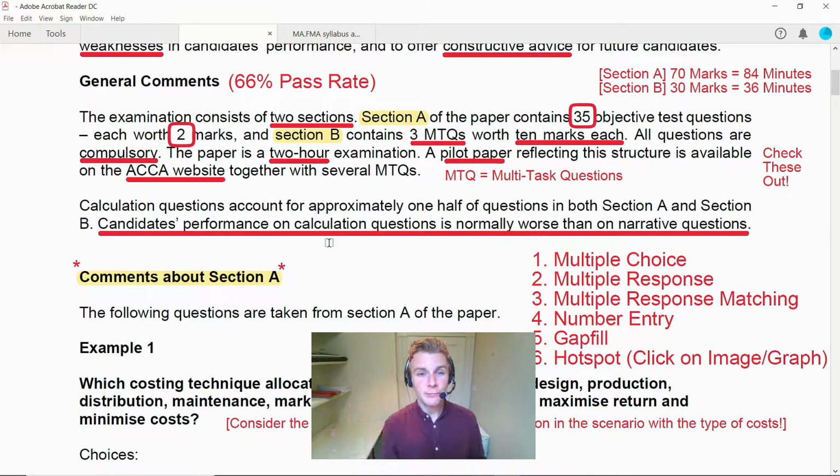We've got a pilot paper as well that is available on the ACCA website, so make sure you check it out. It's free to go and have a look at as well. It's all to benefit you going into the exam, for section A, section B, how you get on, how you approach it, fundamentally.